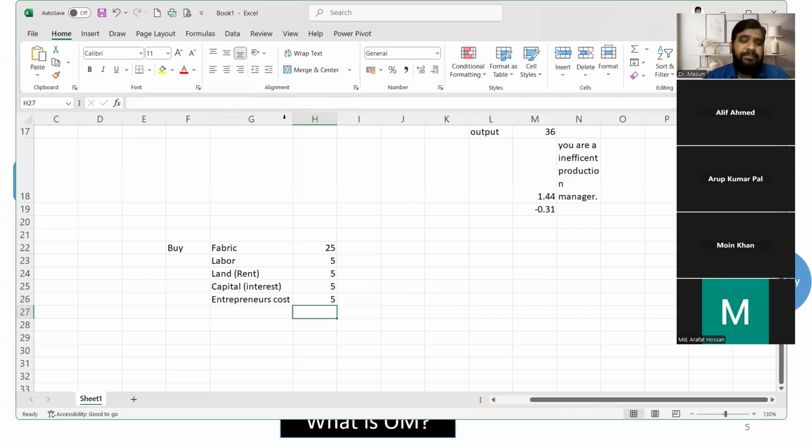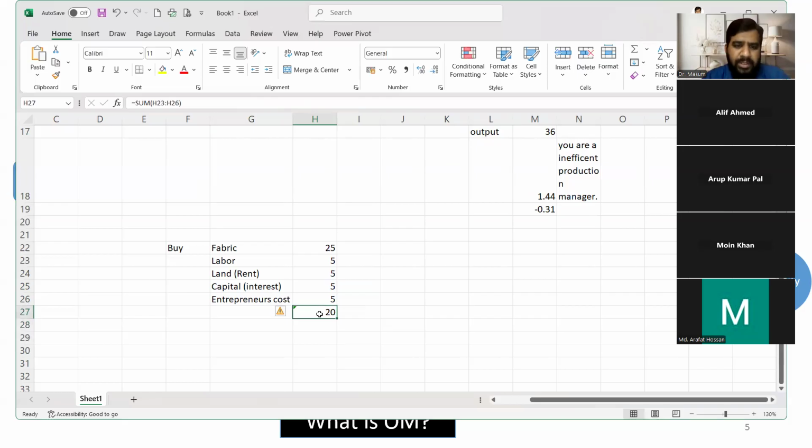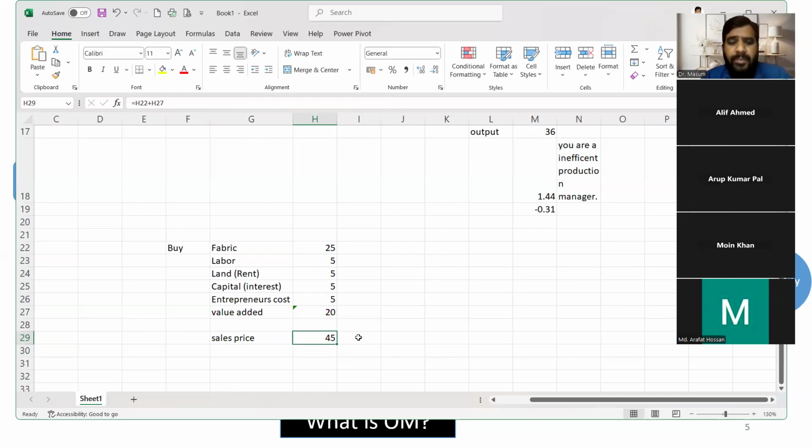So what is the total value added? Not 45, it is 20. 5, 5, 5, and 5. Four factors' contribution, $20 is your value added. Are you getting what is your value added here? Yes. Value added. And what will be the sales price? Sales price is your raw materials cost plus your value added. Your sales price will be $45. So the operations manager is responsible to add value. Add value means these are the components of the add value. Are you getting?